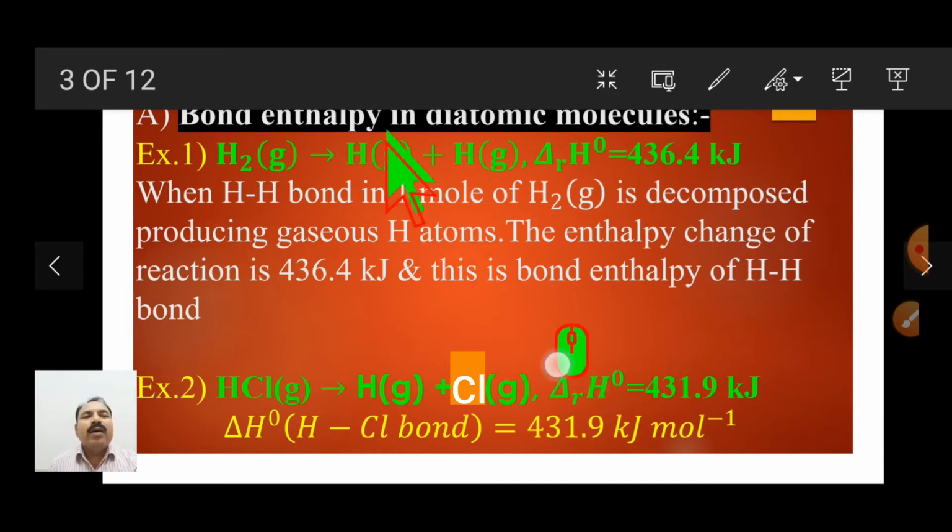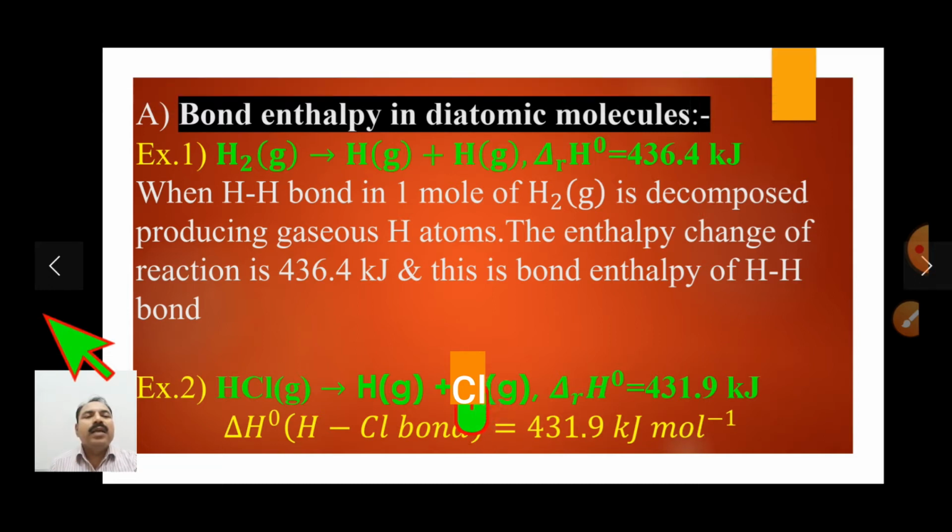Now we can see the second example, the decomposition of the HCl molecule. This is also a gaseous molecule. It decomposes into one H atom and one Cl atom. Both are gases, and its bond enthalpy is 431.9 kilojoules. Therefore, we can write: delta H0 of the H-Cl bond is equal to 431.9 kilojoules per mole.